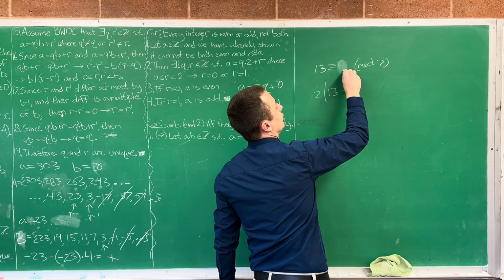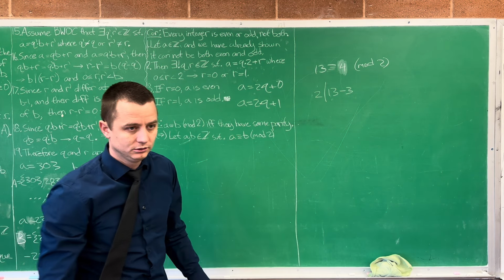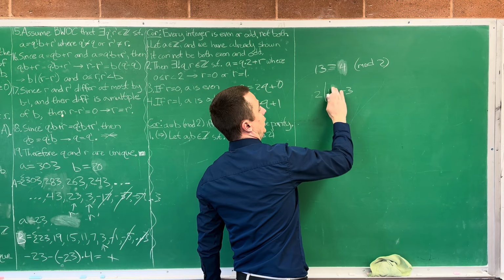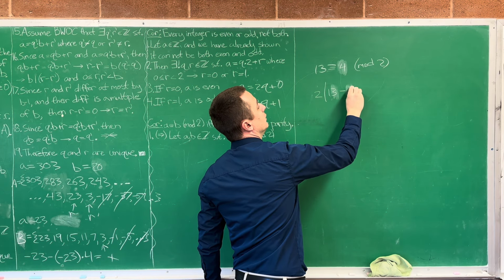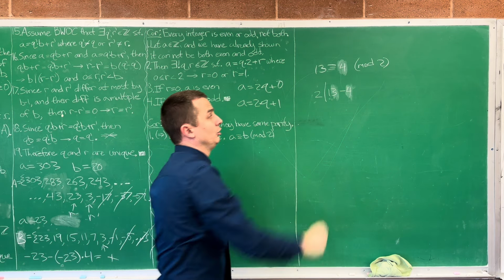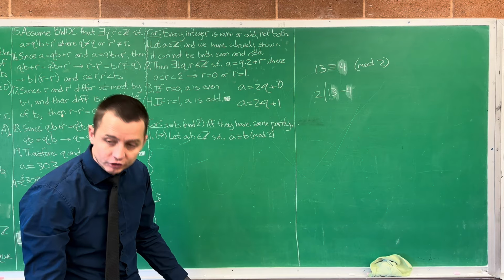Well, is 13 congruent to 4 mod 2? Well, 13 minus 4 is 9. Does 2 go into 9 evenly? No. So that one was not true.